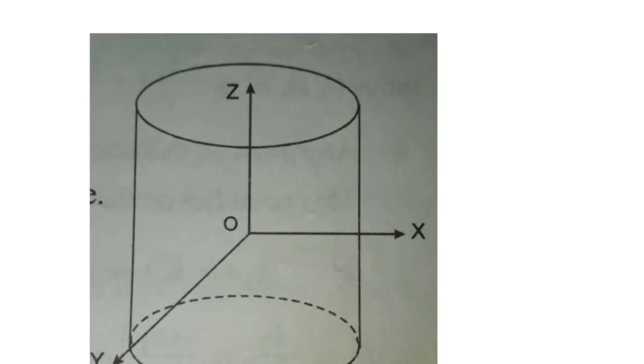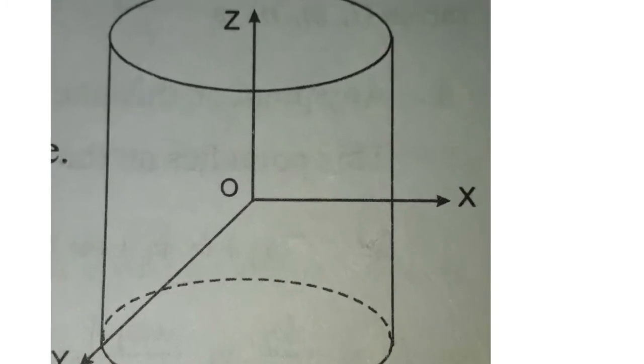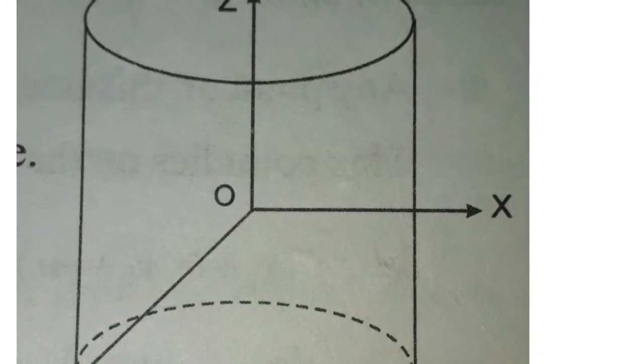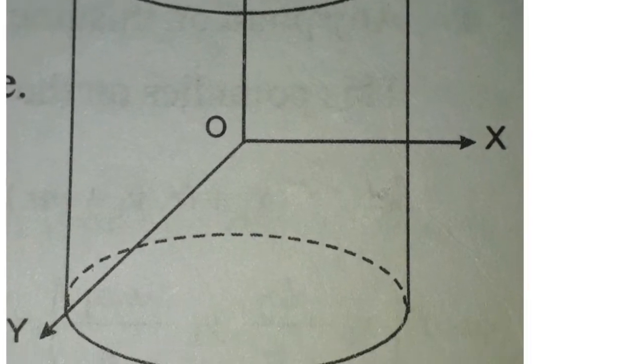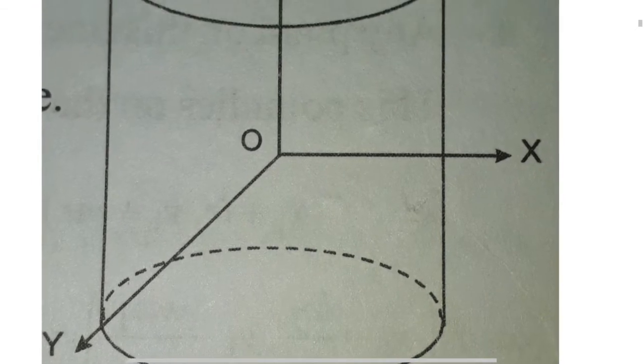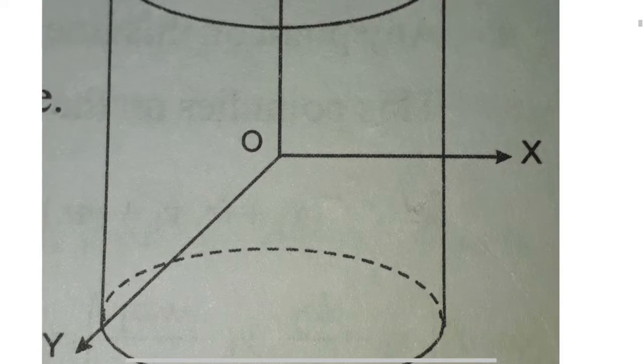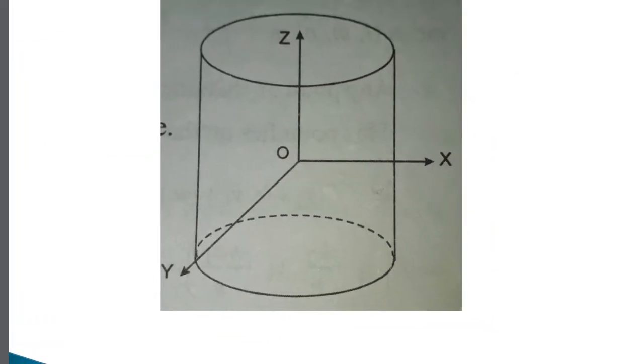If you observe this, the moving line in any position is called the generator, and the curve is called the base curve or guiding curve. There are different types of cylinders like the elliptic cylinder, hyperbolic cylinder and parabolic cylinder. In this class, we will do a few problems on cylinders.